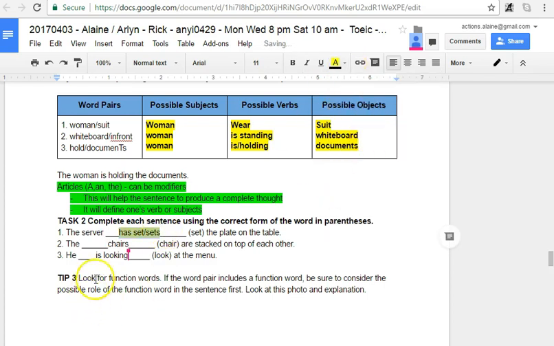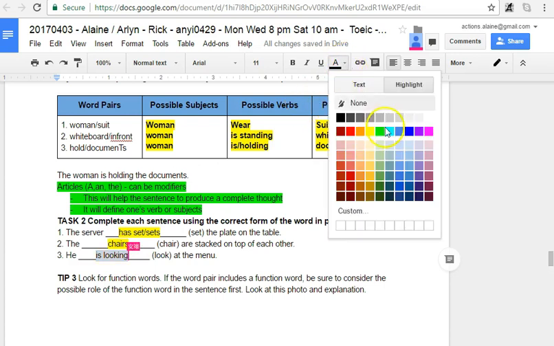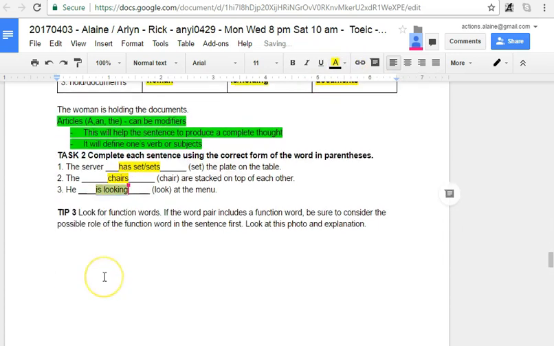Now, for number two, the chairs are stacked on top of each other. Very good. This is correct. And number three, he is looking at the menu. Very good. You were able to comprehend well.